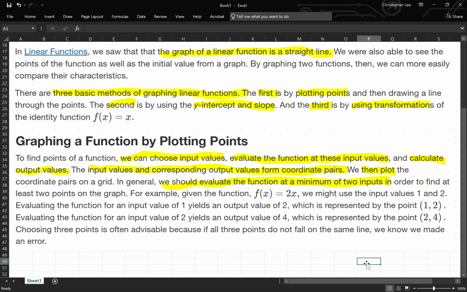Choosing 3 points is often advisable, but if all 3 points do not fall on the same line, we know we made an error. So that's like a safety check if you pick 3 points.